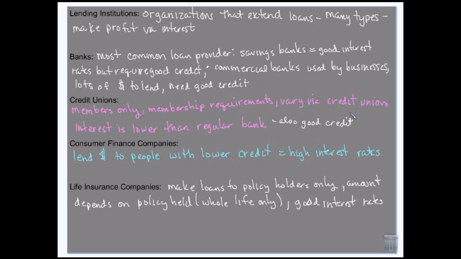Whereas with the whole life, you're accruing value, and you can cash it in later and get money back from that. And you can also borrow against it. You do have to pay interest, but the interest rates are low because it's your money that you're borrowing against.